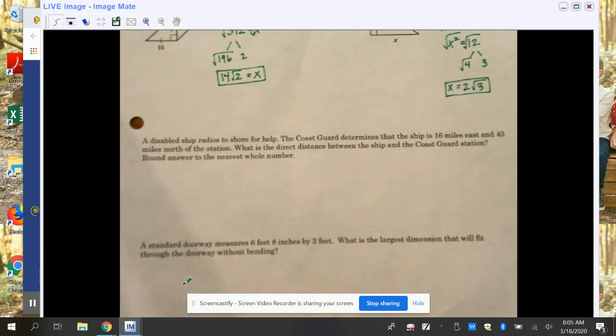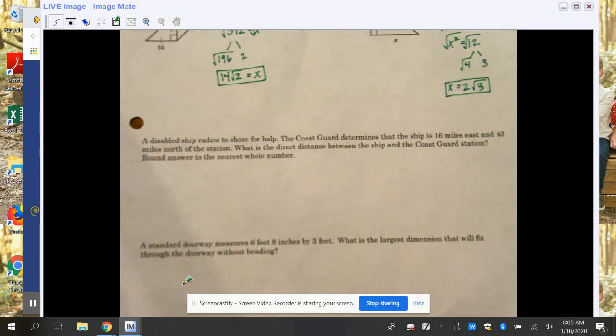Because we need just an approximate distance to tell the Coast Guard how far he is from the ship. So we don't want him to have to figure out what 2 radical 3 is. So this problem says a disabled ship radios to the shore for help. The Coast Guard determines that the ship is 16 miles east and 43 miles north of the station. What is the direct distance between the ship and the Coast Guard station?